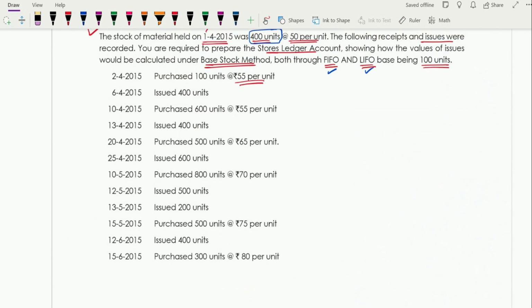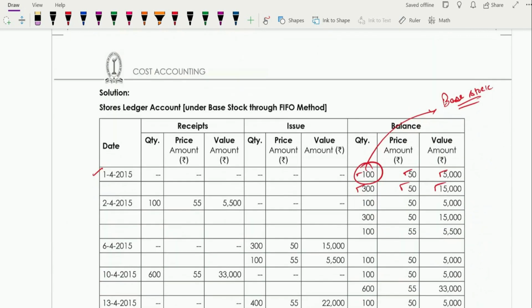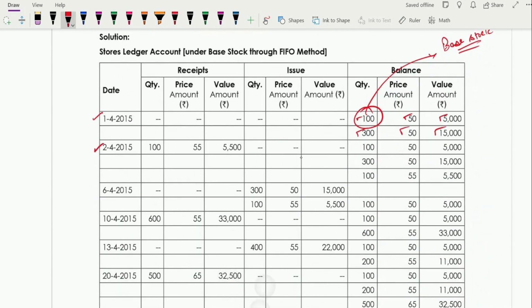Then on 2nd of April, purchased 100 units at 55, value 5,500. Now, how will you record the balance? Sir, 100 is the base stock that is available, then 300 units at 50, then 100 units at 55. Clear? So this is how you are going to record.